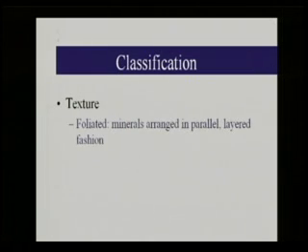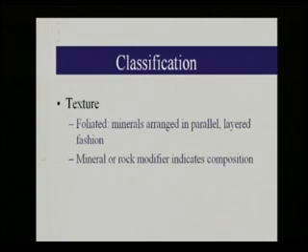Let's look first at the foliated rocks. In foliation, the minerals are arranged in a parallel and layered fashion. These are elongated minerals, and they tend to line up in a parallel layered fashion. We can use a mineral or a rock modifier to indicate the composition. What do I mean by parallel layered fashion? I'm going to show you in just a minute.